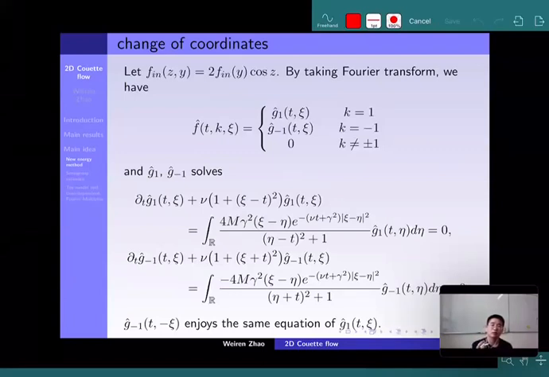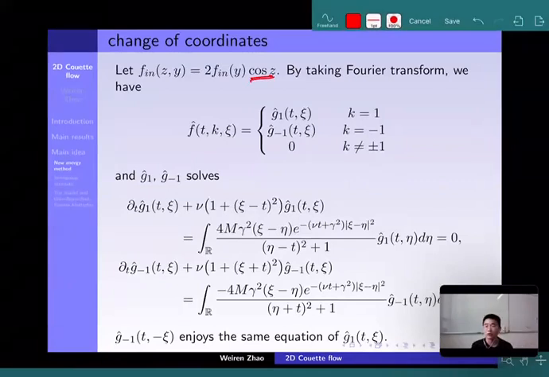The first thing is that we only focus on mode 1, so k equals 1. Our initial data has only one mode, so it's a cosine z. In order to make this function f in y a real function, we also require some even or symmetric assumption of this function. Then we can write down the linearized equation of mode 1 and -1, and a simple observation gives you that the -1 mode, if you take a minus sign, enjoys the same equation as mode 1. So you only need to estimate one equation instead of two.